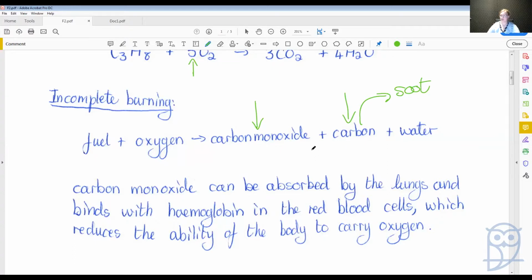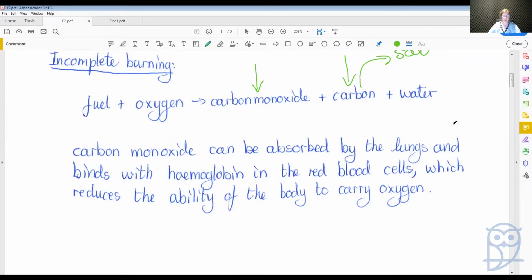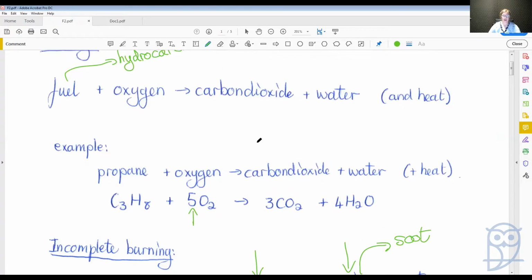So definitely not good for the car, because that carbon, that soot, ends up putting a lot of wear on the engine. People want to avoid that, but sometimes your car breaks and you end up getting this. It happens. Try and fix it. Okay, so that is incomplete burning and burning.